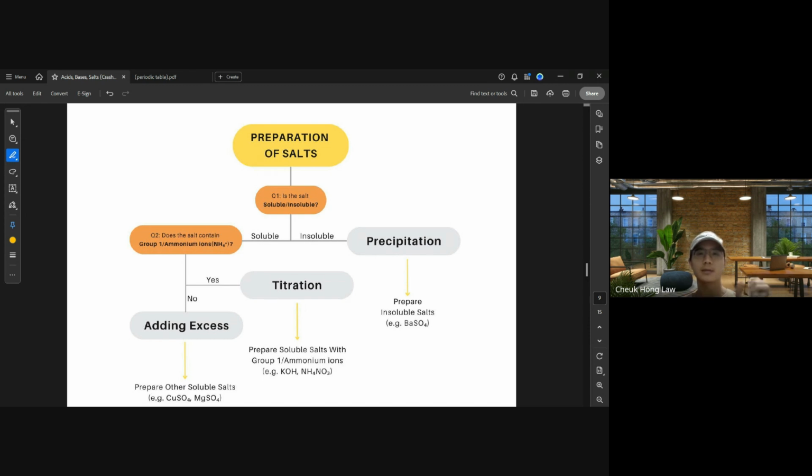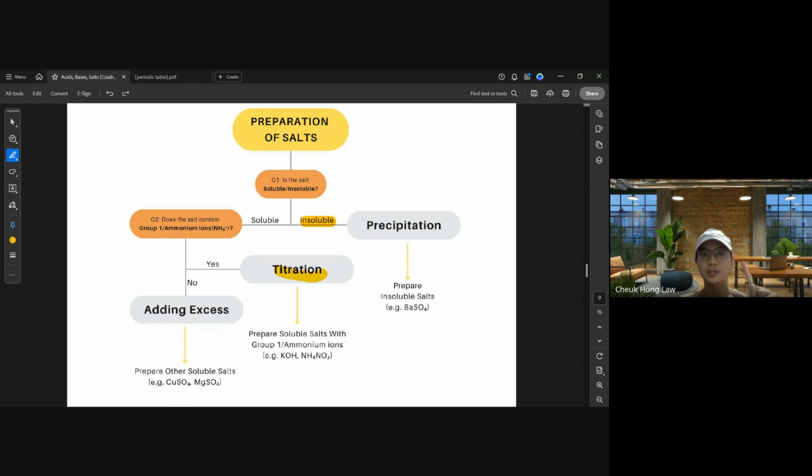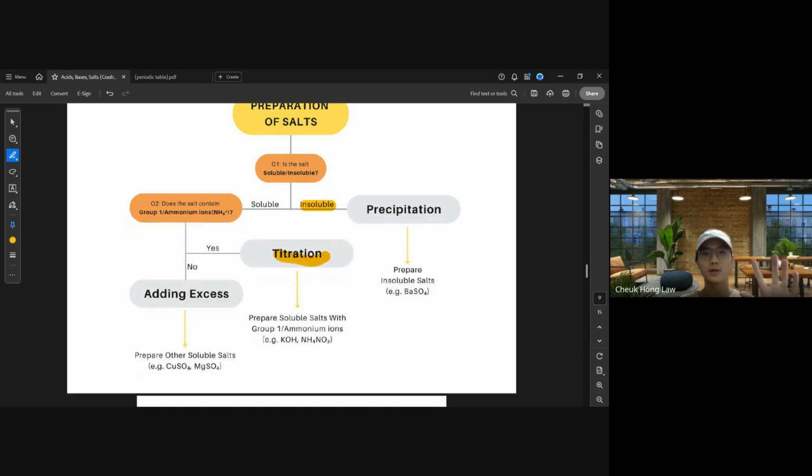First you ask question 1: is the salt soluble or insoluble? By the way, you use the solubility table to determine this. If the salt is insoluble, immediately the method you're going to use to prepare it is precipitation. If the salt is soluble, you ask question 2: does the salt contain group 1 or ammonium ions? If it does, you use titration to prepare this salt. If it does not, you use any excess. So this is a simple way to determine which method you're going to use.